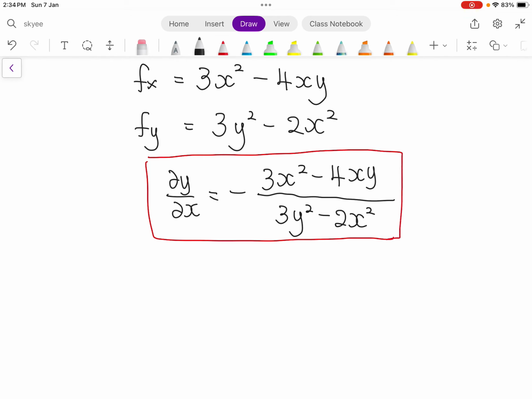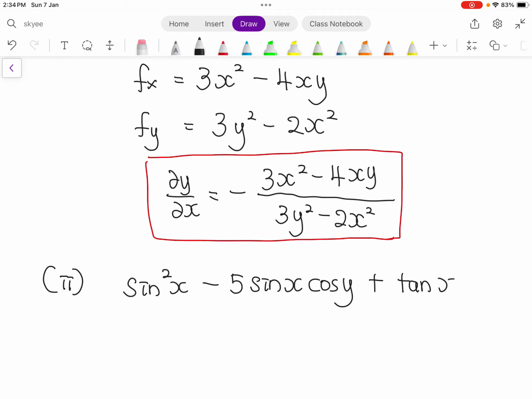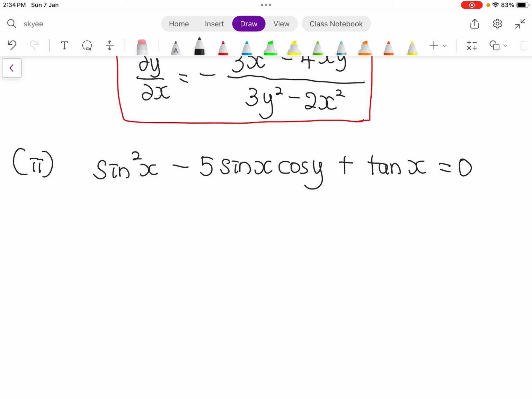Okay, we go to question number 2. Question number 2 is to find the partial differentiations for sine square x minus 5 sine x cos y plus tangent y equals to 0. Same case as the previous question, you have to solve by using the implicit. So this is the formula for del y del x: negative fx over fy.